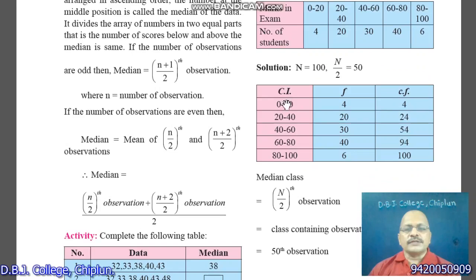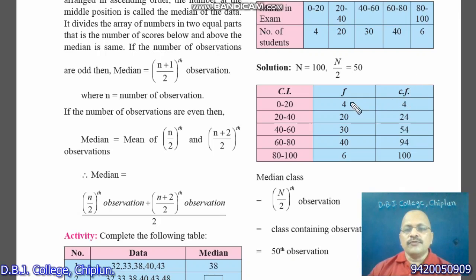Now here, firstly writing the class intervals, second column frequencies, and third column the cumulative frequencies. CF is cumulative frequency.